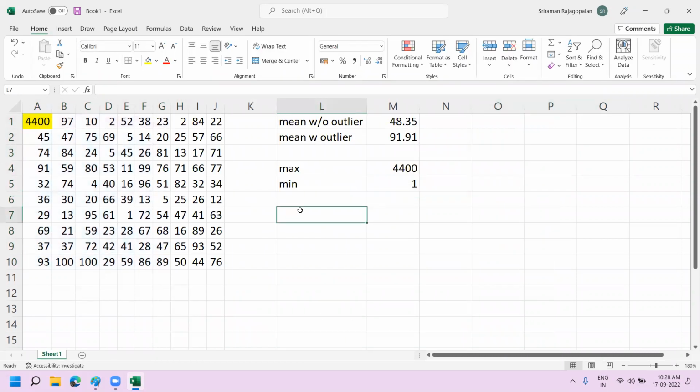Now, second question, how do you fix the outlier? You have identified the outlier. Now the challenge is how to fix the outlier. So before we do that, let's understand what are the other measures. Then we'll have a good understanding of which measure is going to be the best to fix outliers.